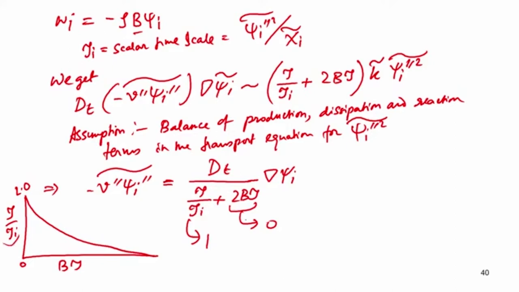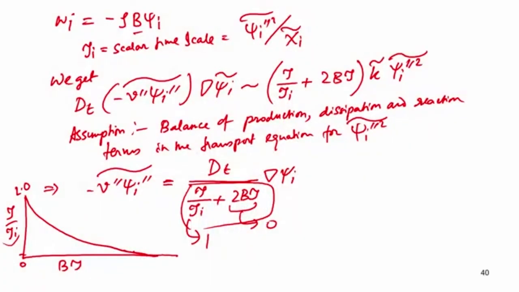So, when these two are very small, then in this equation, when this is small then this becomes big, and when this becomes small then this becomes big. So, these two simultaneously becoming equal to 1 does not really happen. As a result, the gradient transport assumption fails in most cases when you try to apply this for the reactive scalar. Okay. And what happens is that as B tilde increases, this T by tau I goes to 0. Okay. So as this goes to zero, of course, this becomes small, and the smaller the quantity, the further the deviation.